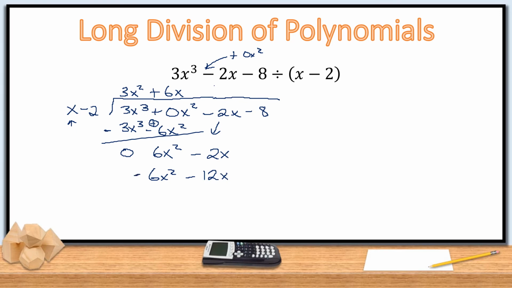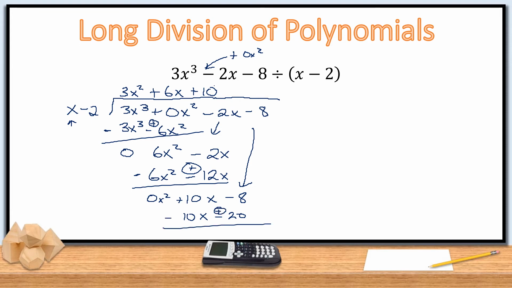We're going to subtract it, so that means both of them are going to change sign. So 0x squared, so the x squareds are gone. Minus 2 plus 12 is 10x, positive 10x. And then the minus 8 comes down, so we've got 10x minus 8. X times what is 10x? It's 10. So we've got 10x, and then 10 times minus 2 is minus 20. Subtract, so we're going to change signs. So we've got 0x, and we've got 20 minus 8 is 12.